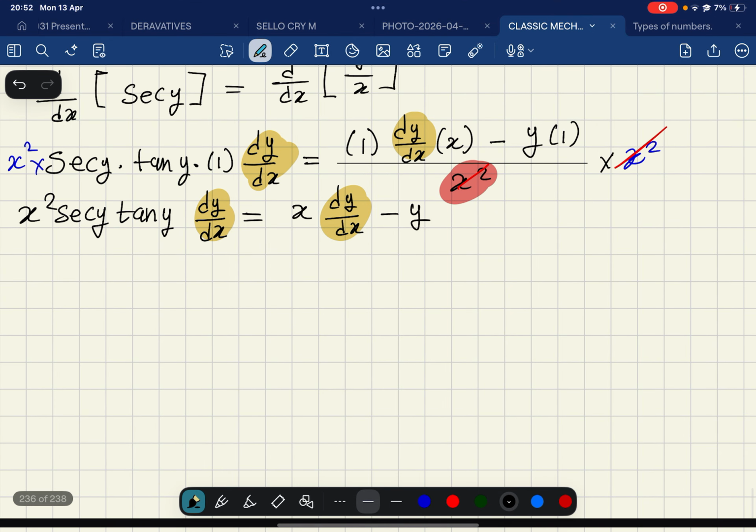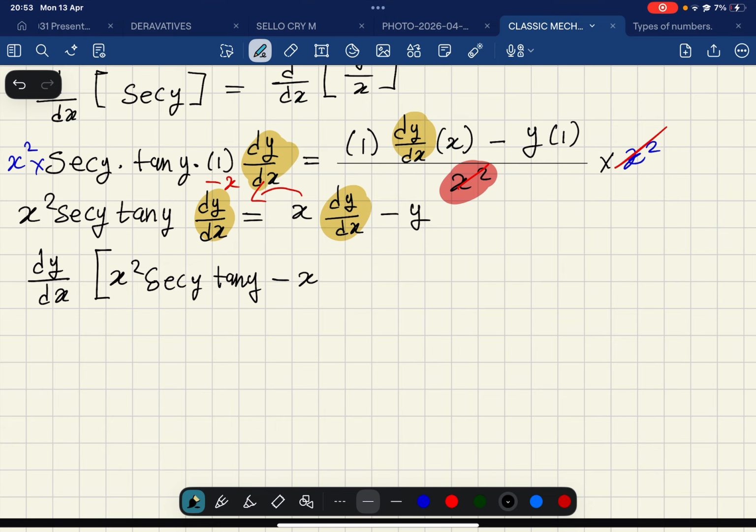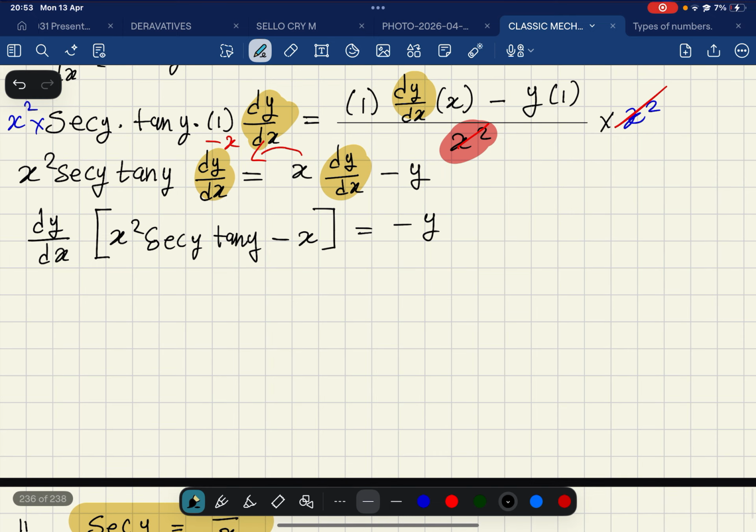But if you can work forward, when I remove the dy over dx, this one is going to go to this side, which means it's going to be negative whatever that is here. So when I remove the common factor, I will remain with x squared sec y tan y minus x, which is equal to negative y, if you can see. Therefore, you can just do it manually.